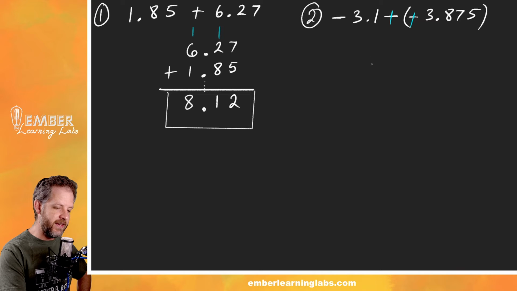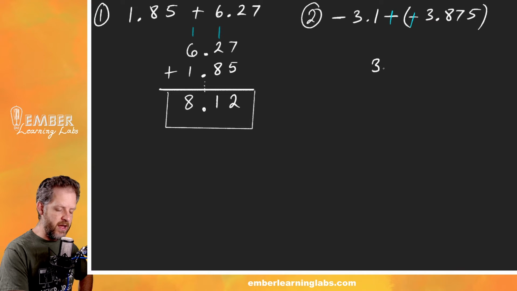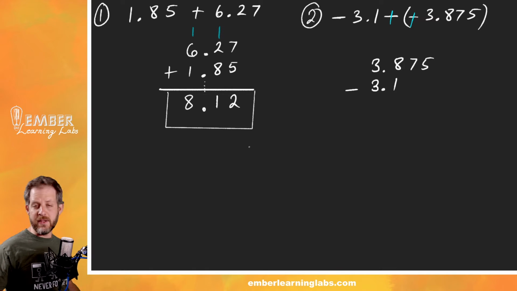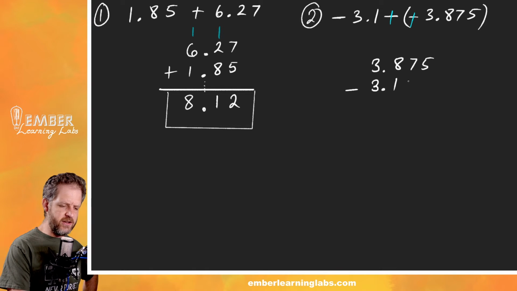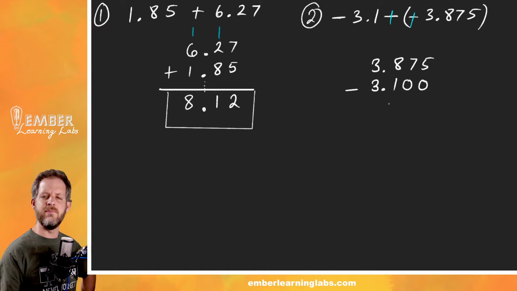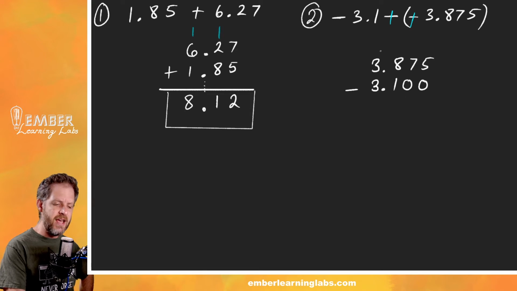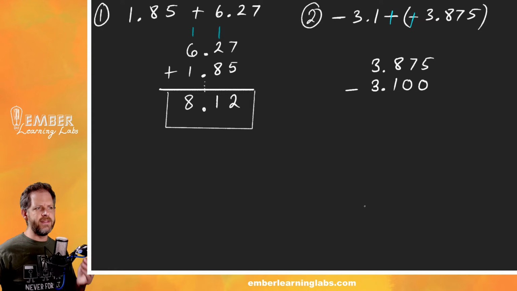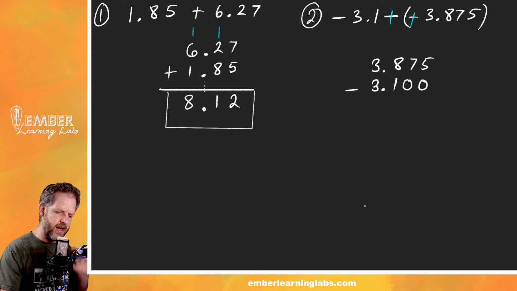But let's go ahead and stack these guys. So we've got positive 3.875 minus 3.1. Now, there are places where the digits don't match, and that happens sometimes with decimals, right? So what I like to do, and it's more about neatness, is to add in zeros anywhere I don't have numbers lining up, because it helps keep everything nice and neat and organized.